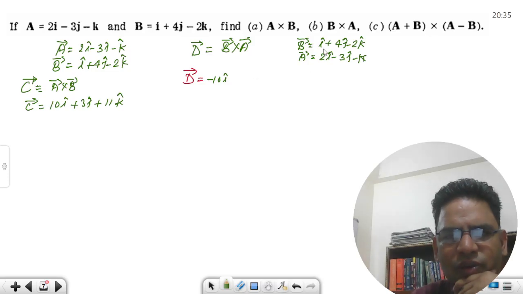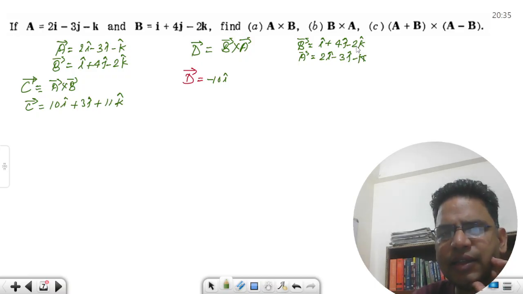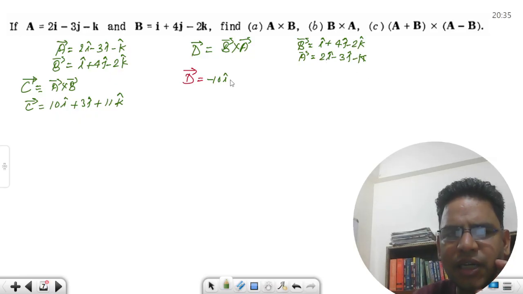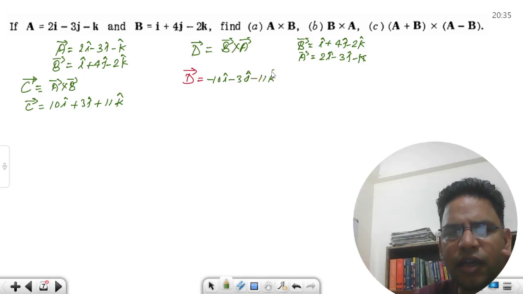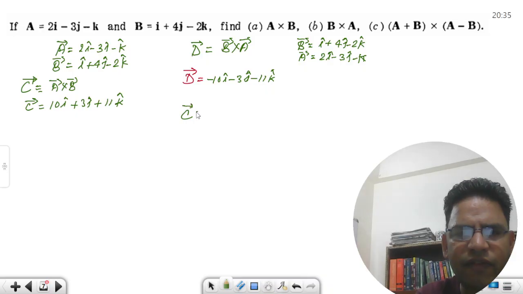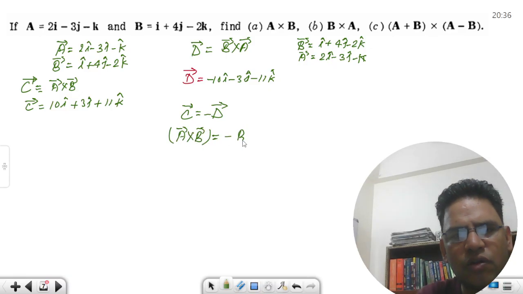If I talk about D2, what do I have to take? 3 and 1, so 3 and 1, 2 times 2 is 4, minus 4 plus 1, minus 3j. Okay, and finally, for D3, what do I have to take? 1 and 2. 1 and 2 will be minus 3 minus 8, sorry, minus 11k. And you can easily identify C equal to minus of D. It simply means A cross B vector equal to minus B cross A vector.